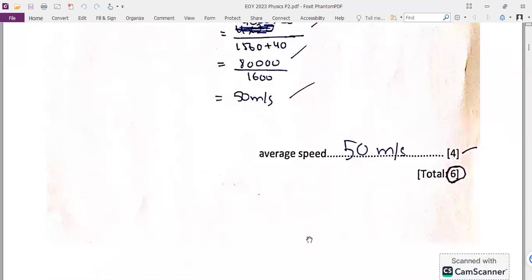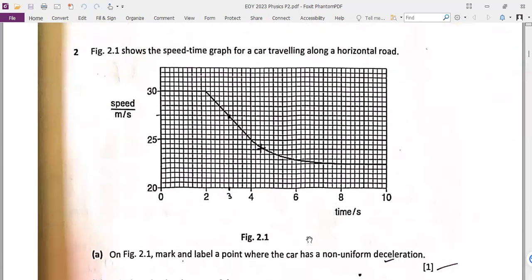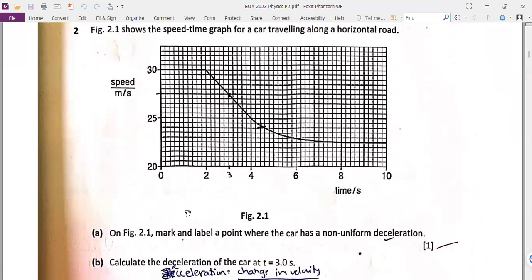Full marks granted. Second question, distance time graph. Again, a car traveling, and it is asking first where is the non-uniform deceleration? So the deceleration will be non-uniform at this point because of the curve. If it wasn't, it would have been a straight line. So at this point, it starts to decelerate less.